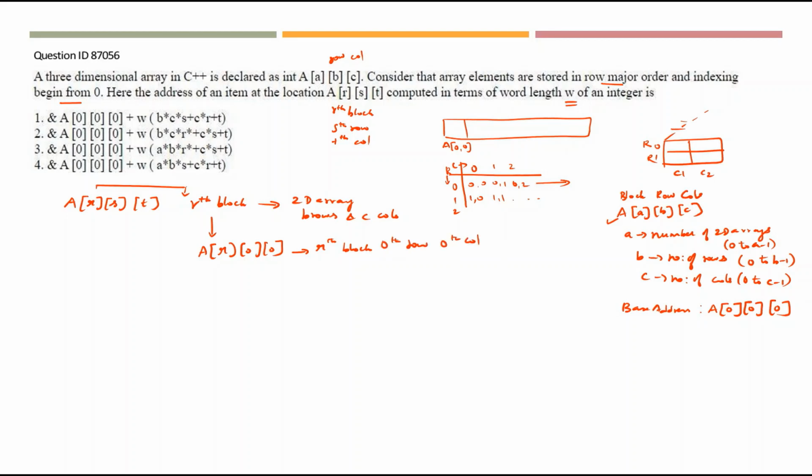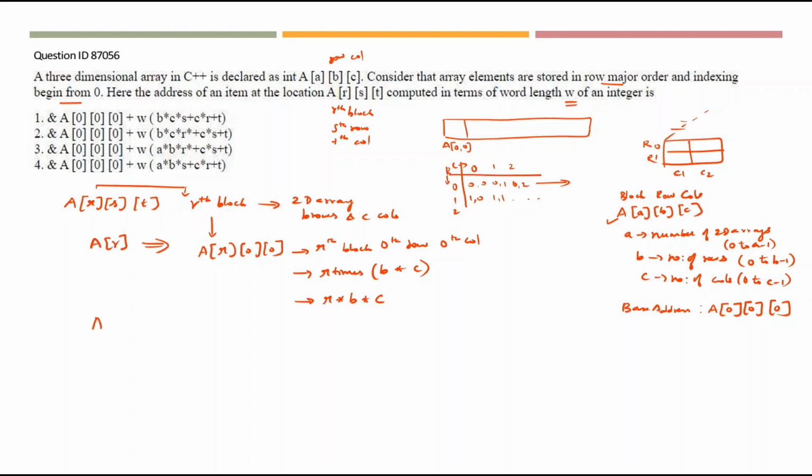So now if I have to skip these many blocks, then I have to include both the rows and the columns count. So it will be R times B rows and C columns. How many positions should I move? I have to move R into B into C. When I say I have to move R blocks, it is including those rows and columns inside that block. So I can say A[R] is reached in this position.